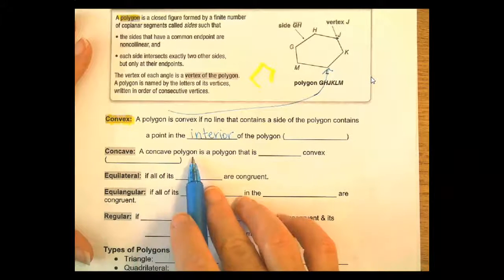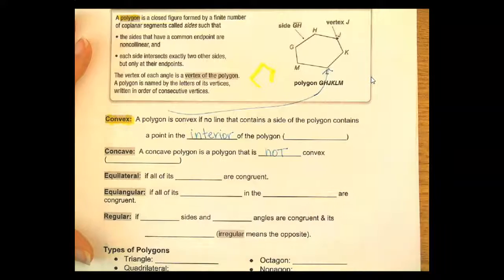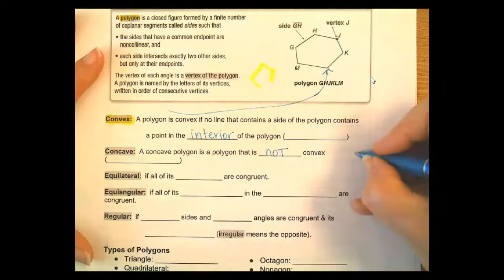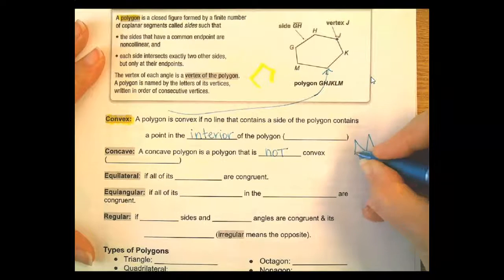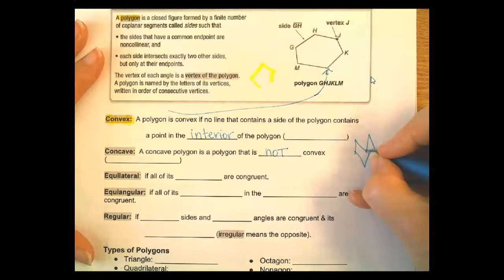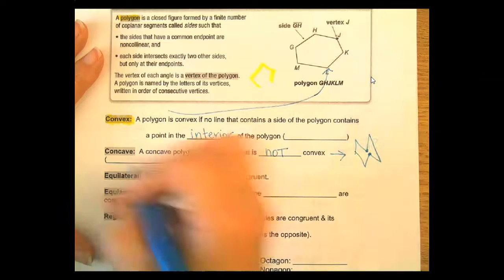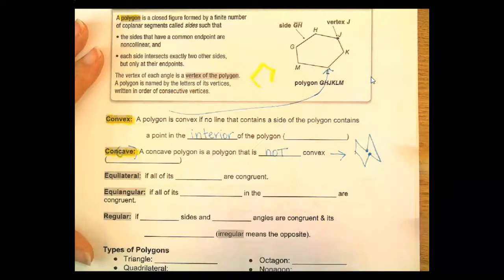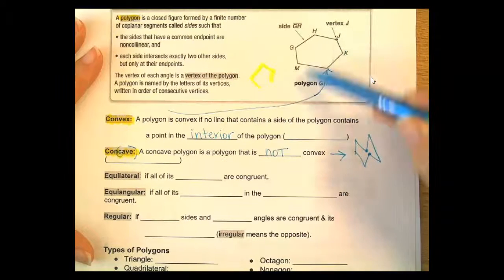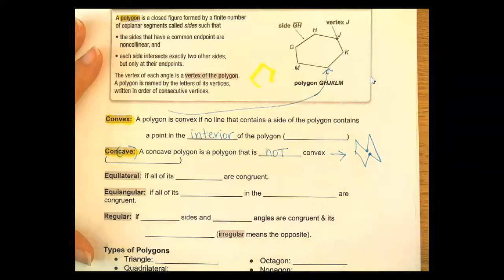Concave. A concave polygon is a polygon that is not convex. Okay, and let me give you one that's concave. So this would be concave because you've got these on the interior. It's like a cave. I think of it as a cave. It caves in. Okay. This is like a balloon, but with not the rounded sides, but nothing caves in interior-wise.